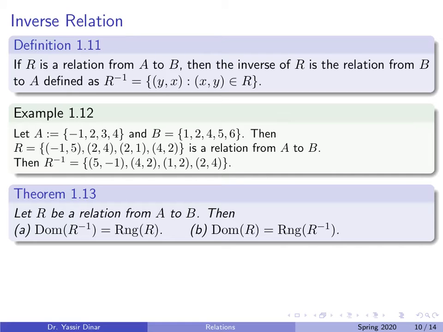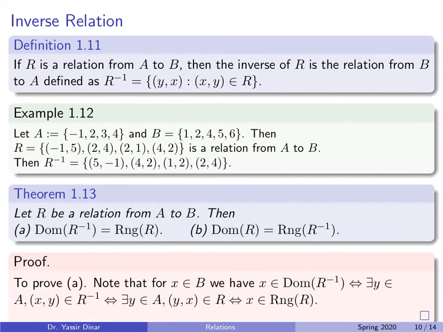This theorem says that, let R be a relation from A to B. Then the domain of the inverse relation is equal to the range of the original relation, and the domain of the original relation is equal to the range of the inverse relation. For the proof, I will just discuss the proof of part A, the domain of the inverse relation is equal to the range of the relation R, and I use a biconditional proof.